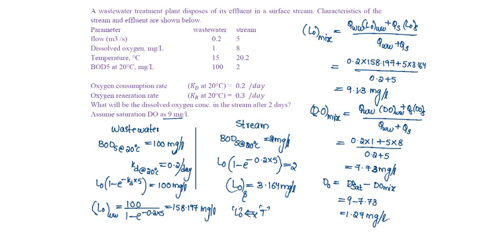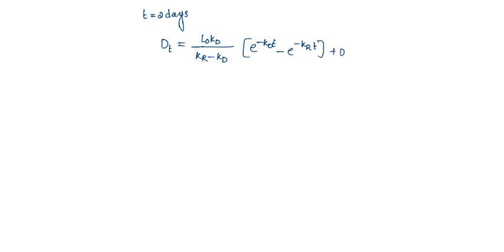We need to determine after 2 days what will be the dissolved oxygen concentration. Let us find, at t equal to 2 days, what is the deficit, that is Dt, which will be equal to L0 into Kd by (Kr minus Kd) into (e power minus Kd t minus e power minus Kr t) plus D0 into e power minus Kr t.